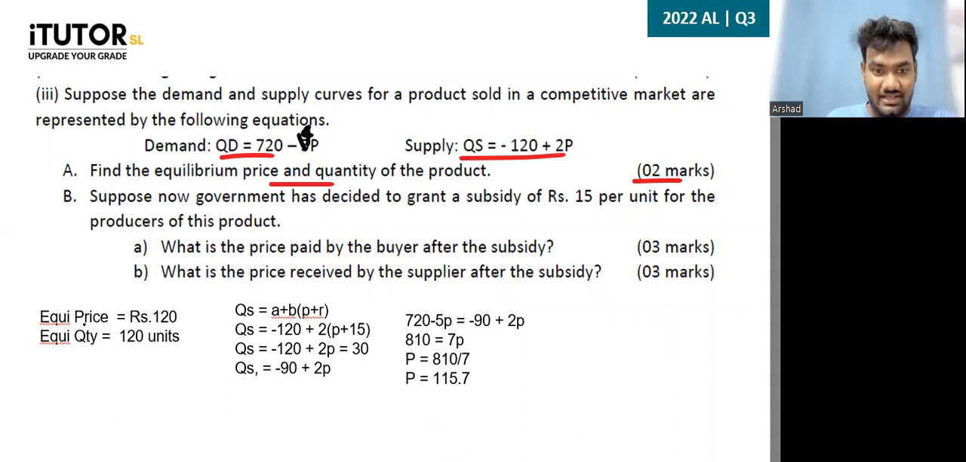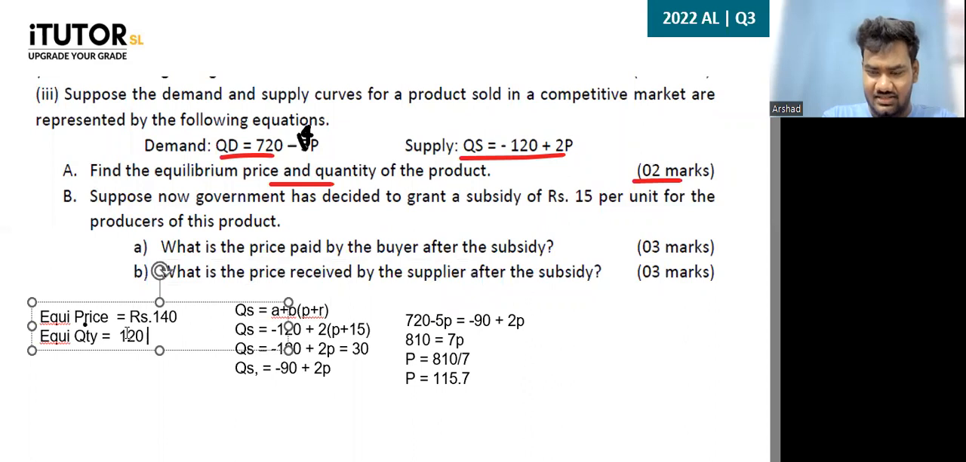So we'll quickly redo this. How much will our equilibrium price be then? 840 divided by 6. How much is that? 840 divided by 6 is our equilibrium price. 840 divided by 6 is 140. How much is our quantity then? Quantity is 2 into 140, 280. 280 minus 120 is 160.